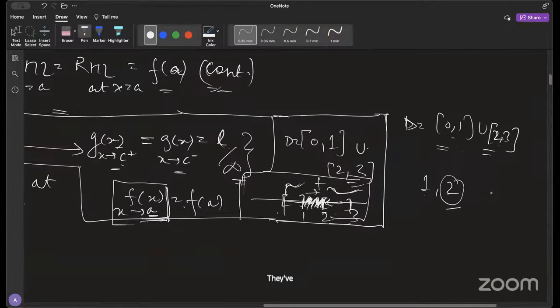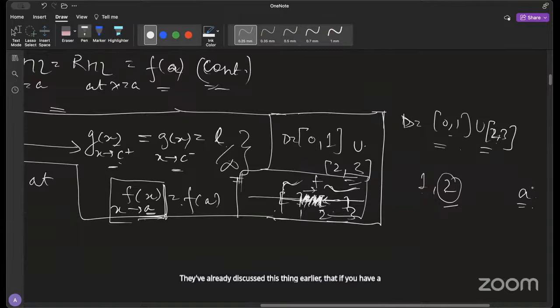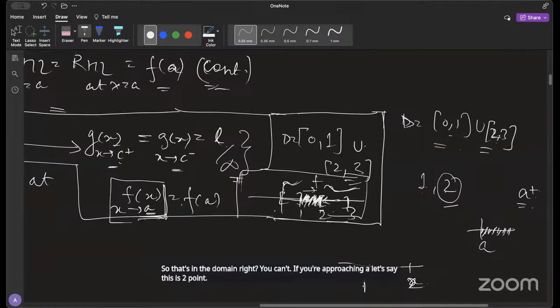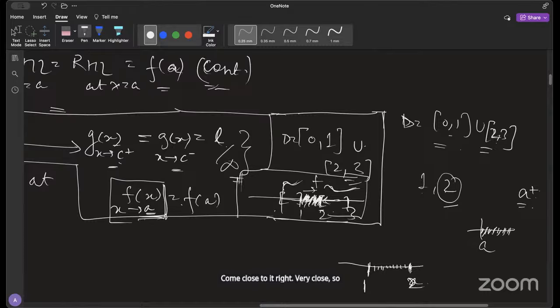We've already discussed that if you have A and you need to find the limit there from the positive side, then you want at least something around it to be in the domain. And there is nothing here that's in the domain, right? If you're approaching A, let's say this is 2, and here you have 1, you can't jump. That means you have to come very close to it. So in every interval around 2, there should be a point of the domain for you to find the limit at 2. And 1 is very far. You can't just jump from 1 to 2.